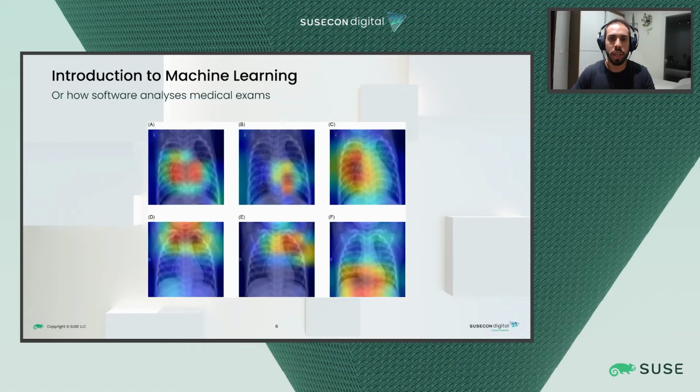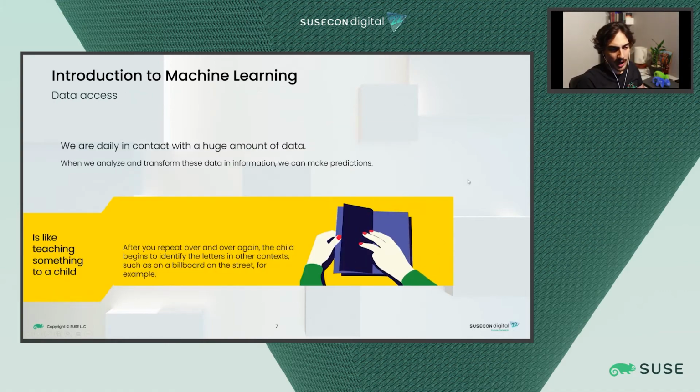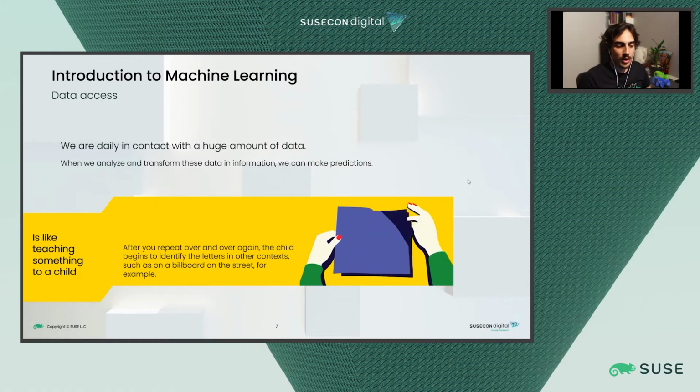Another field where we can use machine learning is in the analysis of medical exams. In this example, we are showing a picture of a lung X-ray, where we are identifying if there is some kind of cancer or maybe a tumor too. So, how do we create those models which can predict, for example, the audio streaming services or the medical services that Gabriel just mentioned?